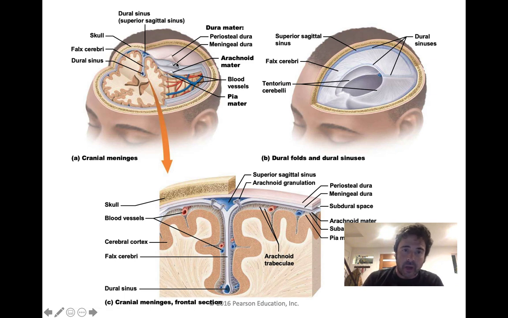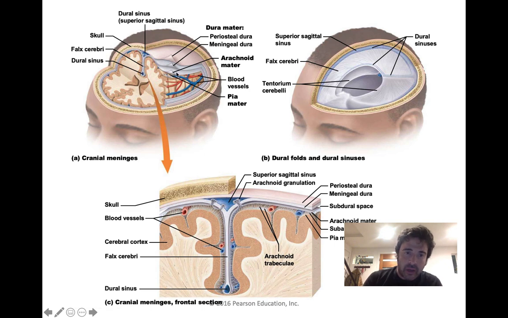So when you look at the cranial meninges, they're also broken into the dura mater. For the intro class, don't worry about the periosteal and meningeal dura. Just worry about the dura mater as being the outermost layer, the arachnoid mater, and the pia mater.